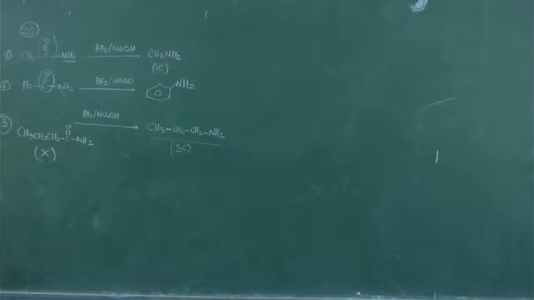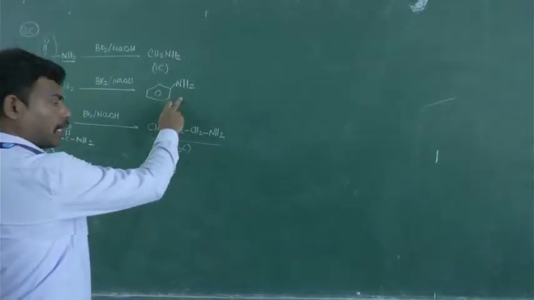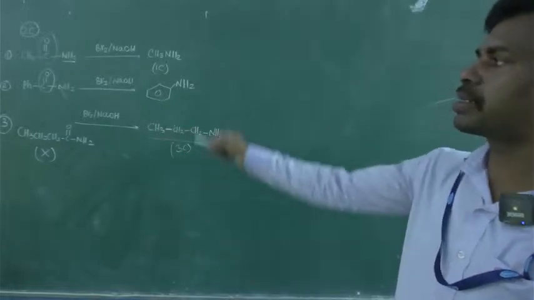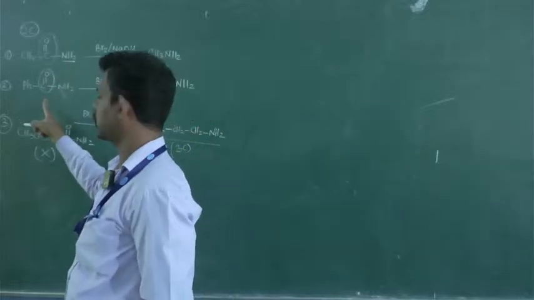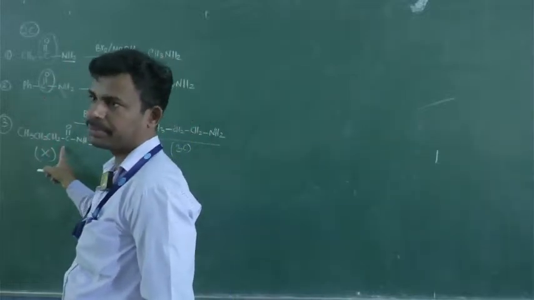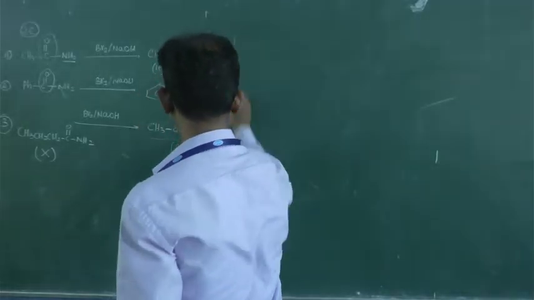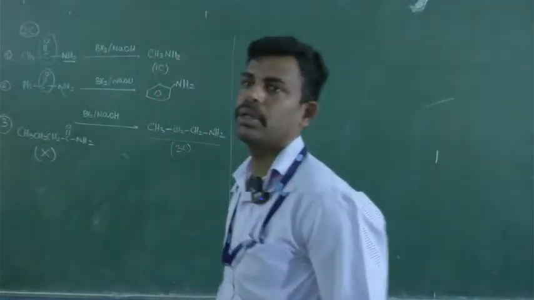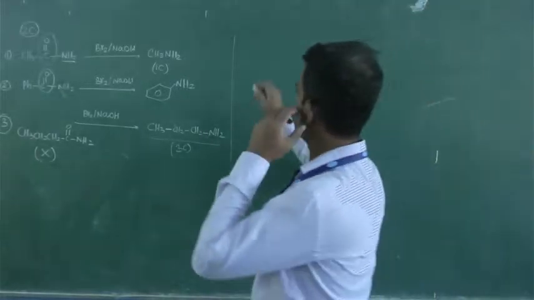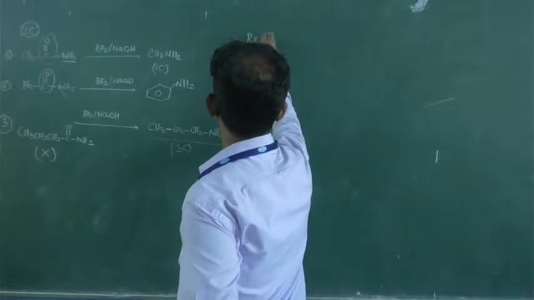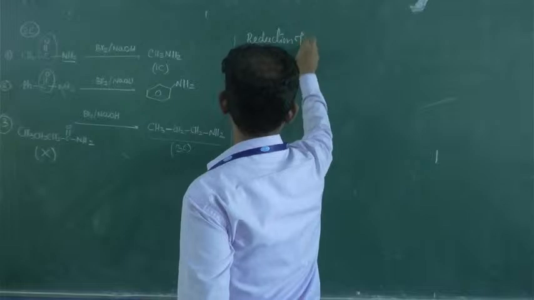Next. Okay, so this is methanamide, this is an amide, or you can say ethanamide, benzamide and butanamide. Is it clear? So these are a few examples of Hoffmann. Is it clear? The next method is the reduction of amides.